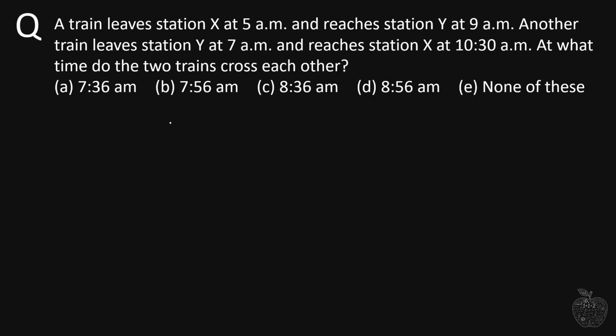Okay, so there are two stations X and Y, and let's call the distance between these two stations d kilometers. Now there are two trains. Let's call them train A and train B. The question is telling me that a train leaves station X at 5 am. So train A leaves station X at 5 am and reaches station Y at 9 am.